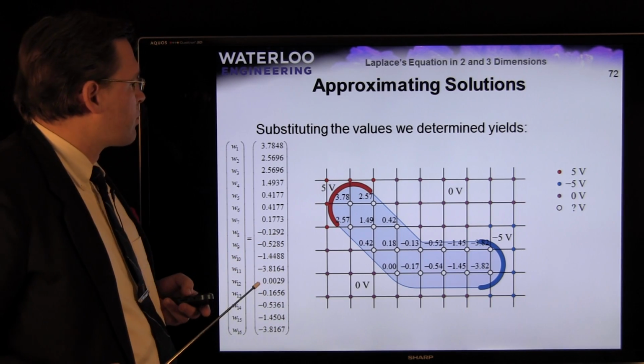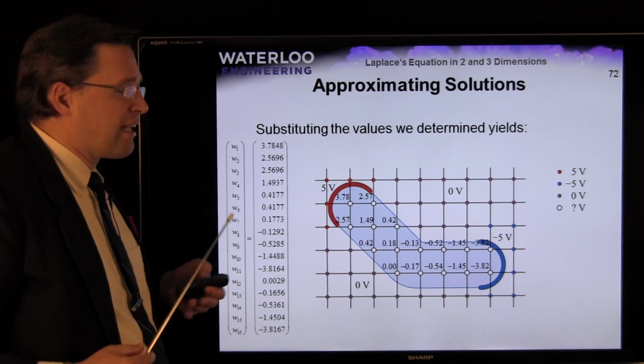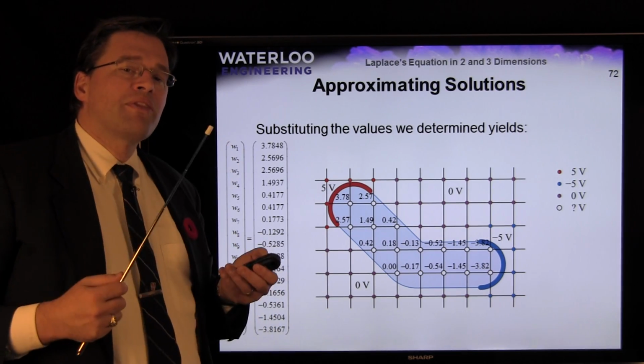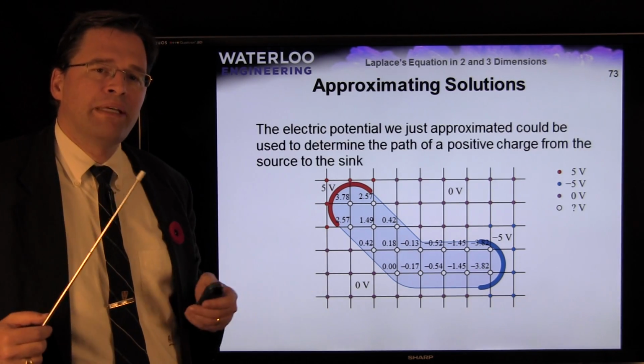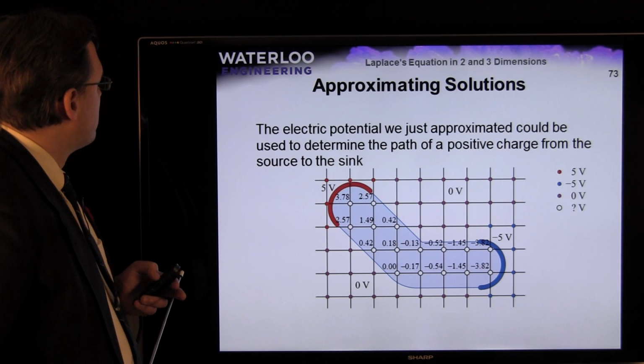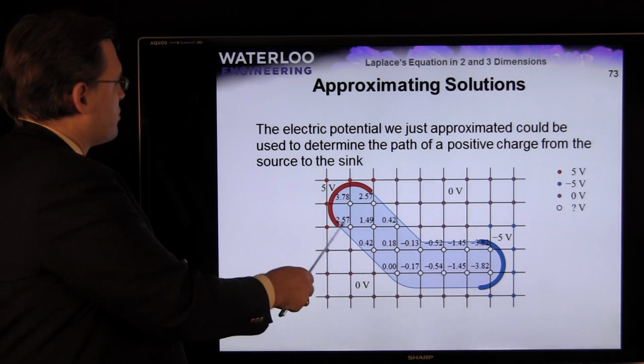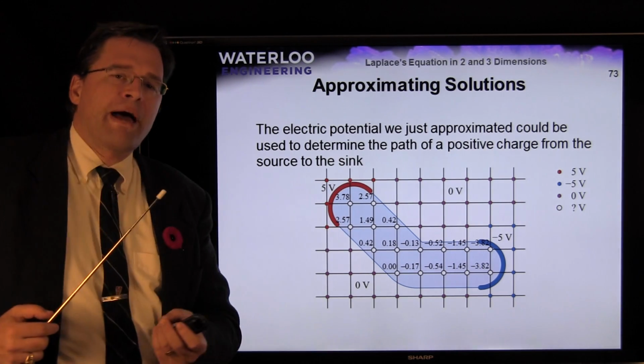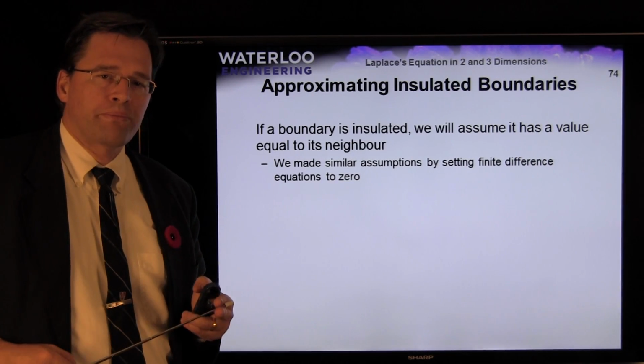But now we can substitute all those values in, and we get an image as to what the electric potential might be. And again, the electric potential will tell you the path that positive charge will follow.